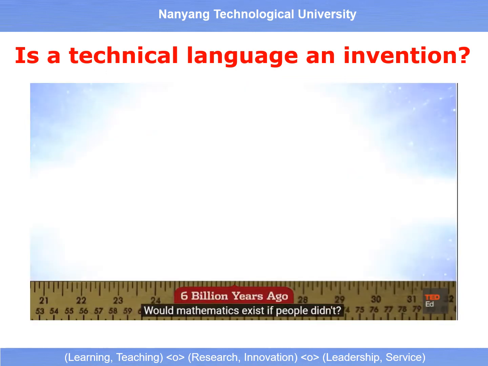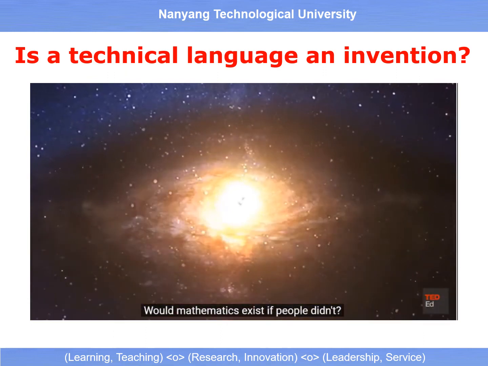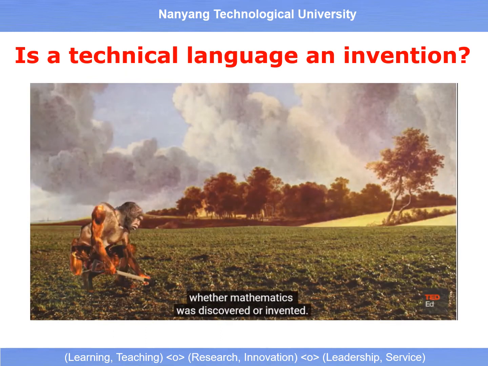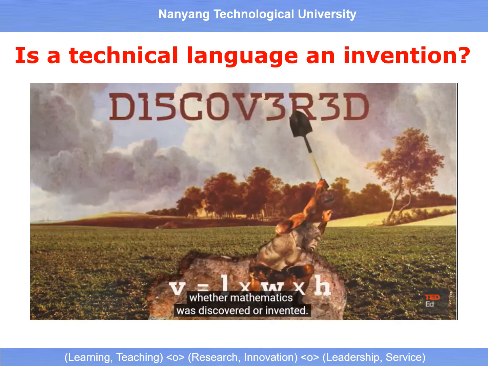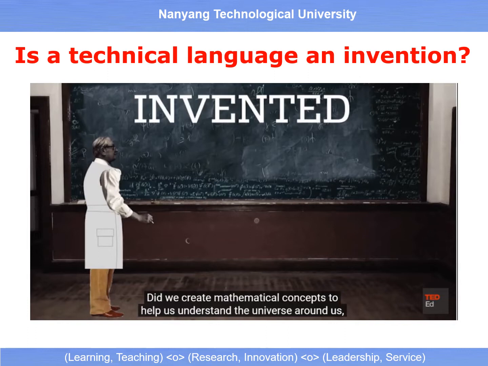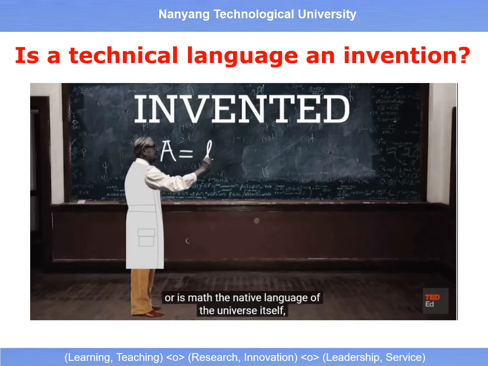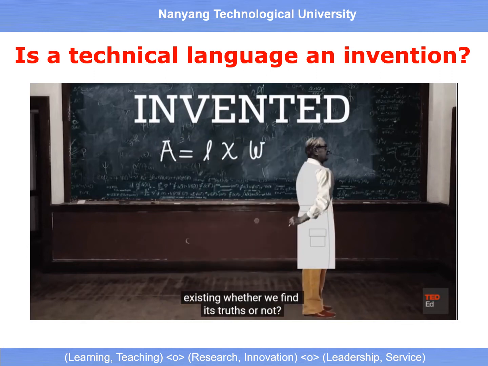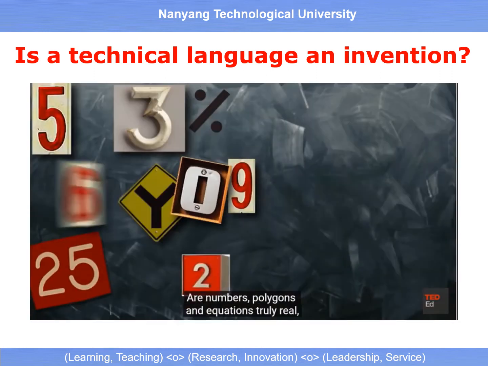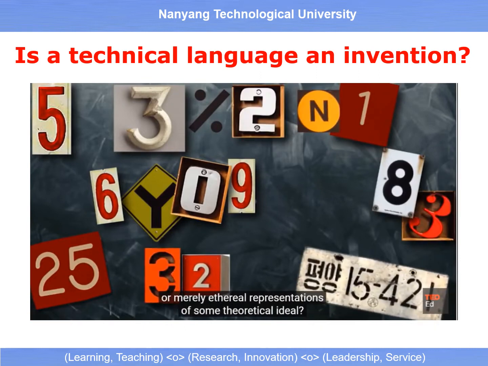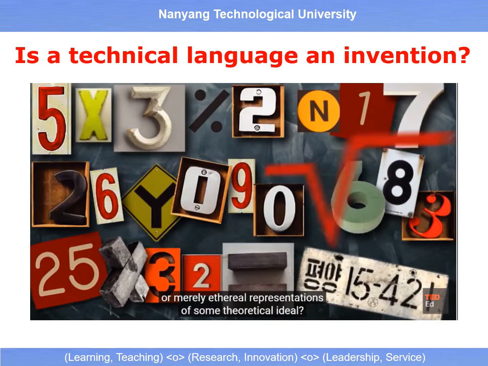Would mathematics exist if people didn't? Since ancient times, mankind has hotly debated whether mathematics was discovered or invented. Did we create mathematical concepts to help us understand the universe around us? Or is math the native language of the universe itself, existing whether we find its truths or not? Are numbers, polygons, and equations truly real, or merely ethereal representations of some theoretical ideal?